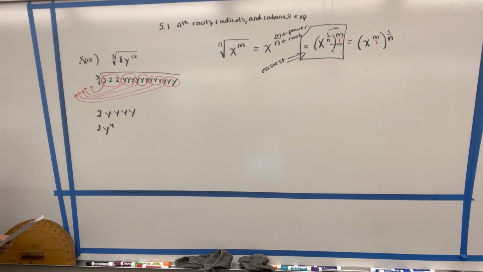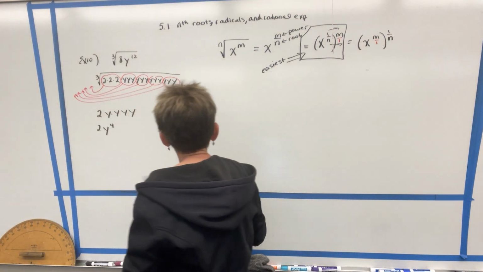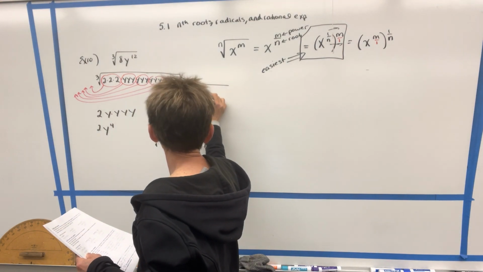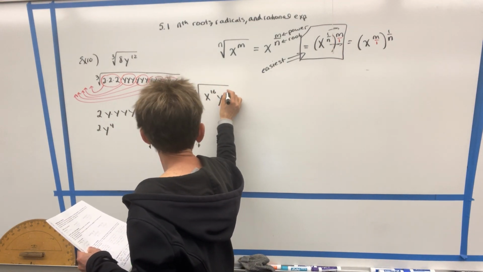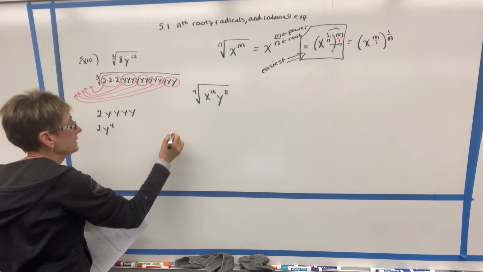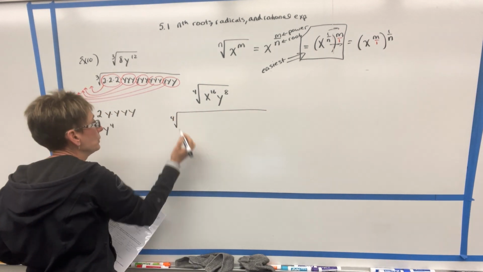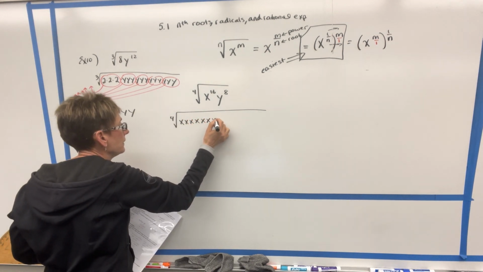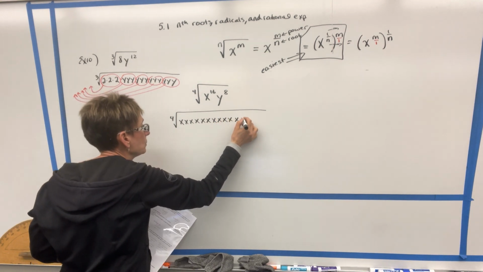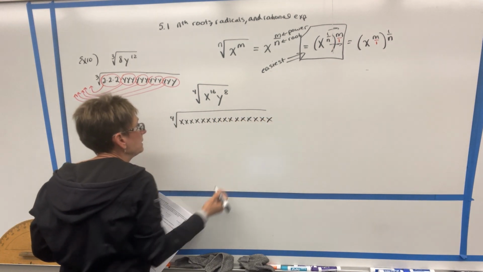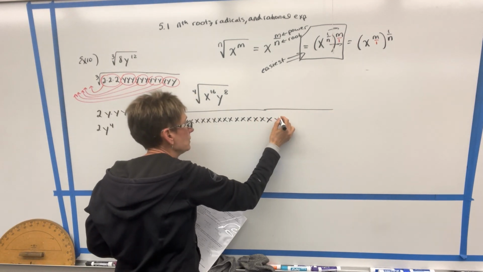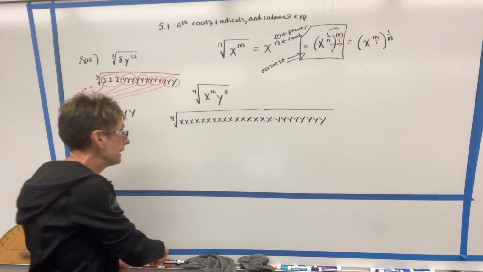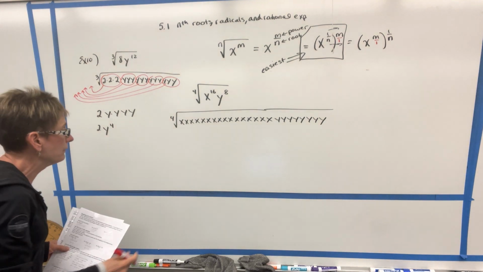All right, let's go ahead and do the 4th root of x to the 16th and y to the 8th. In this case, again, it can be helpful to write out the 16 x's, and then the 8 y's. And then because this is a 4th root, I am looking for groups of 4.